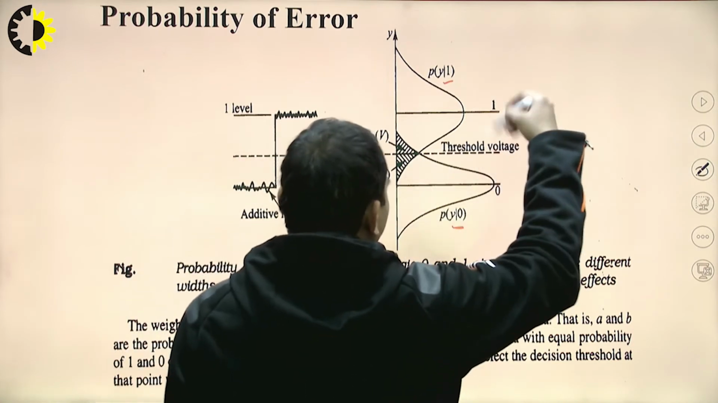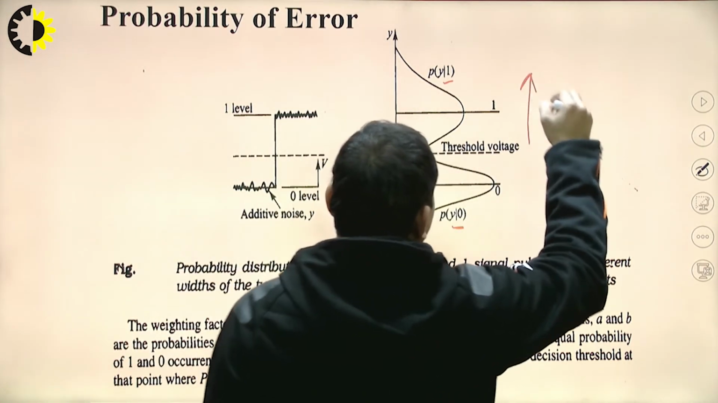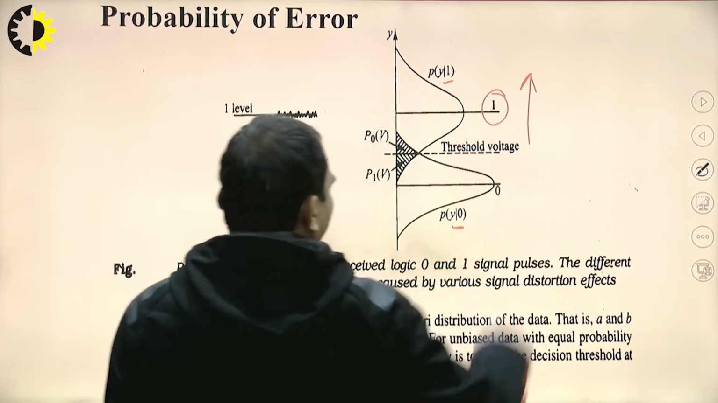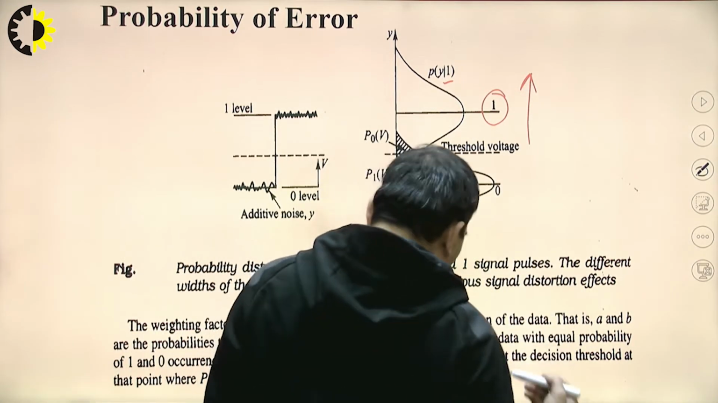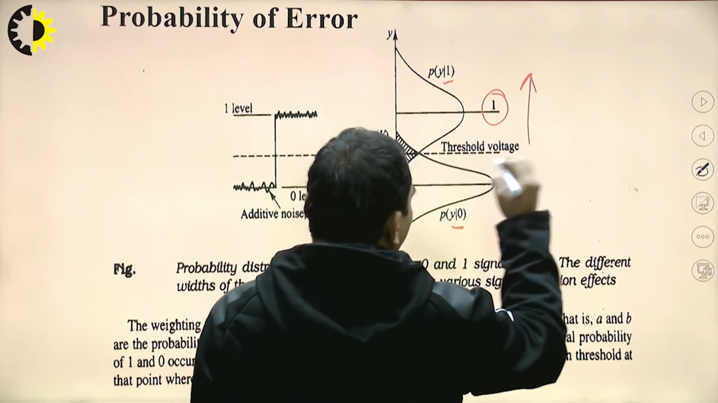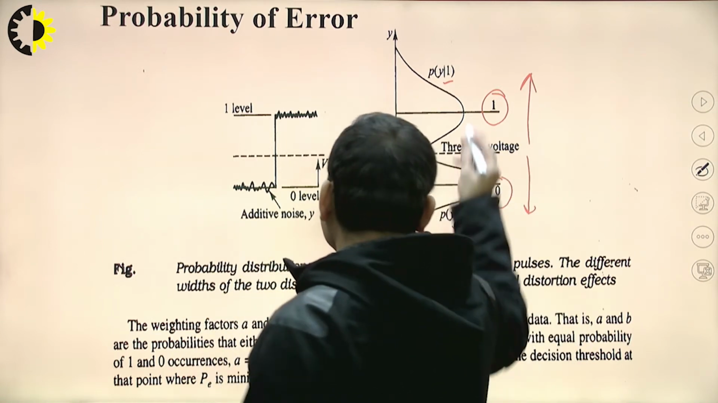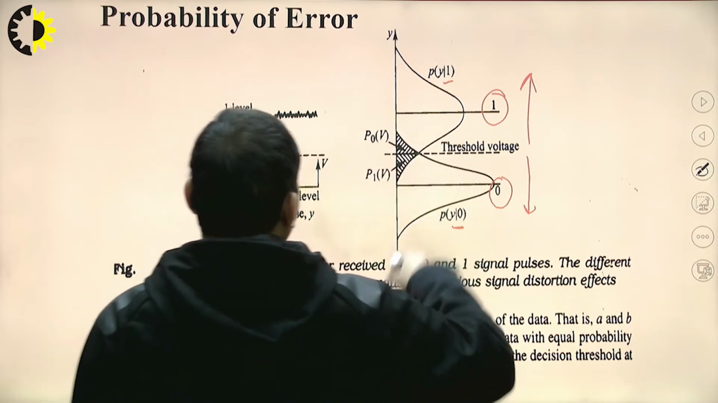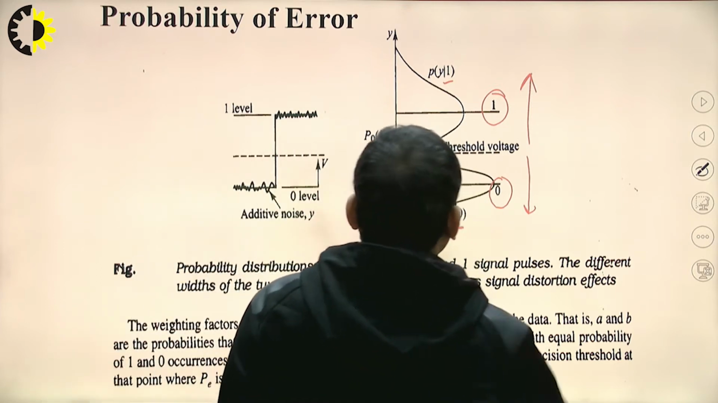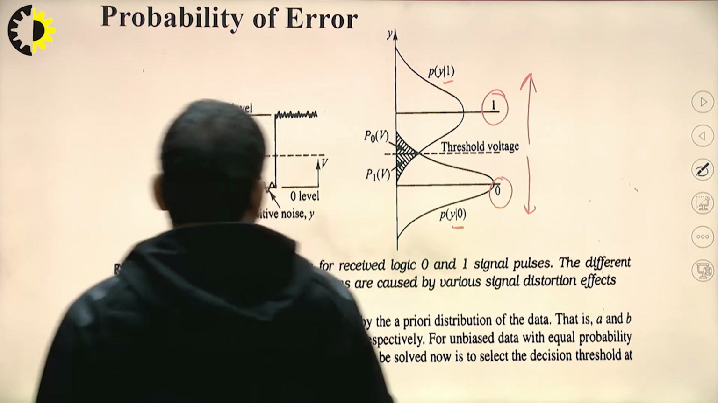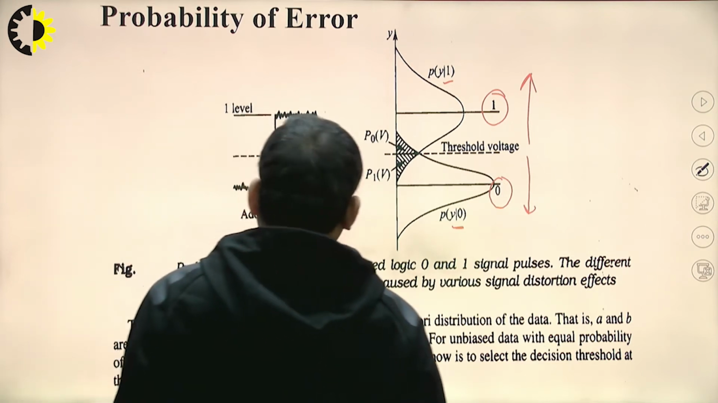So if we have a value above the threshold voltage, we'll say that 1 is received. If the received value is less than the threshold voltage, we'll say that 0 has been received. So this is the probability distribution. It is more or less a Gaussian distribution, with P0(V) and P1(V) around the threshold voltage.